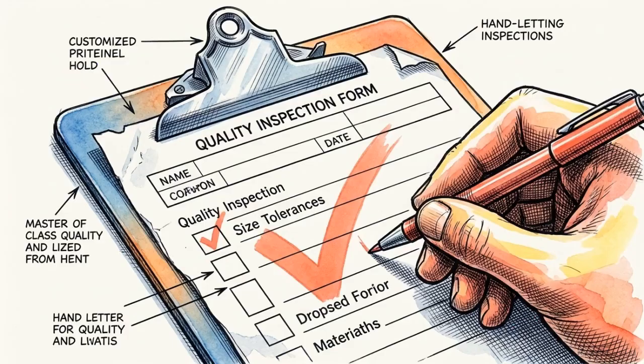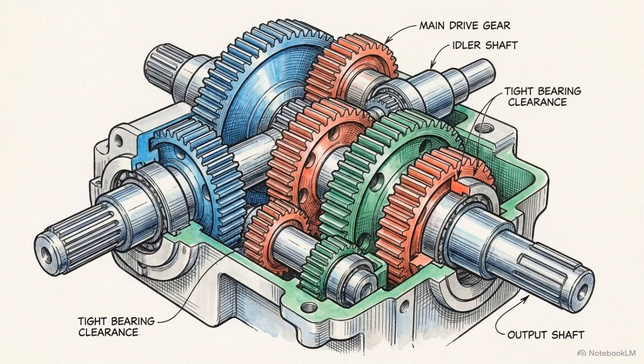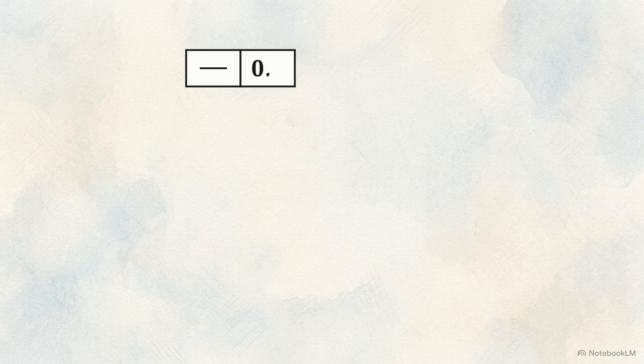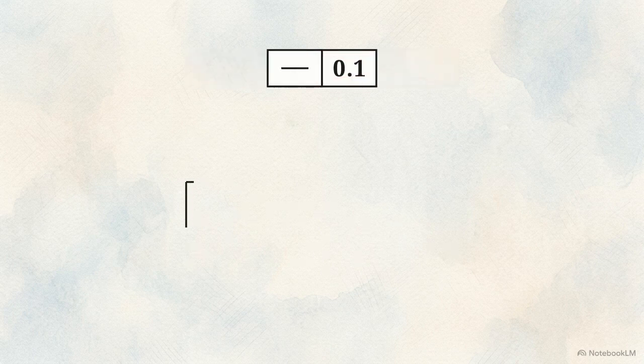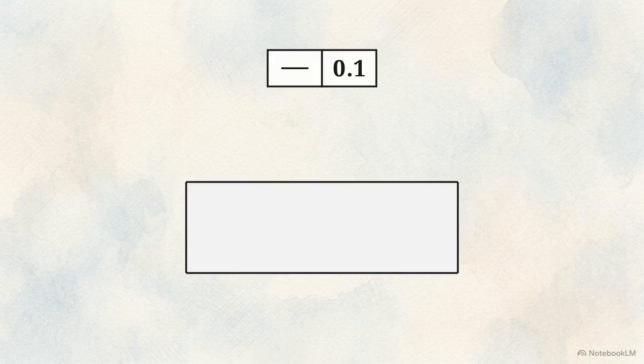Relying strictly on size measurements creates a false sense of security. Form controls are required to ensure the part's actual geometry allows for the clearance and movement required in a dynamic assembly. Straightness is an independent form control. It evaluates a feature strictly against itself. Because it ignores how the feature relates to the rest of the part, datum references are completely forbidden in this feature control frame.